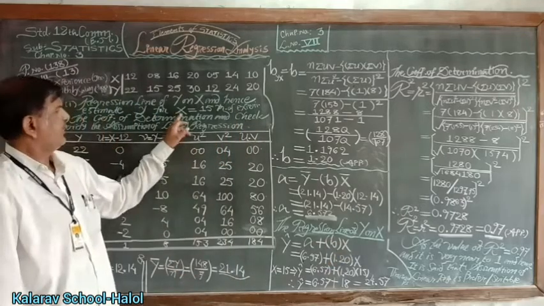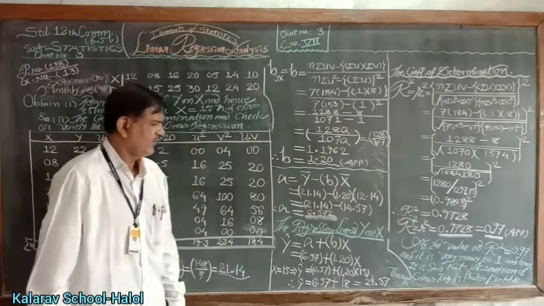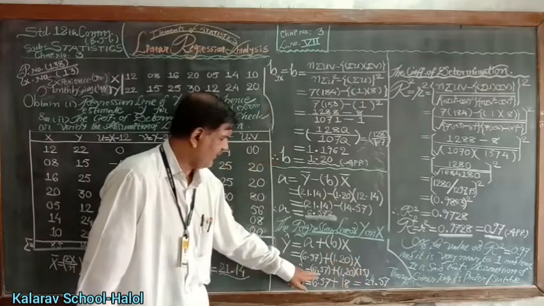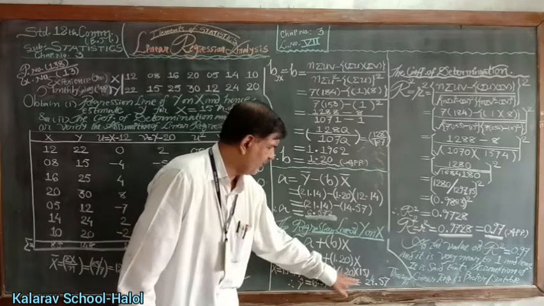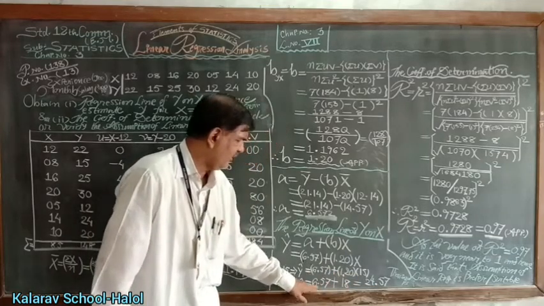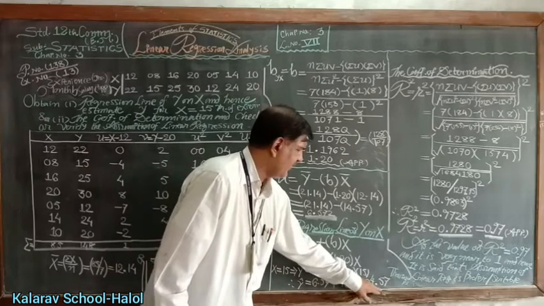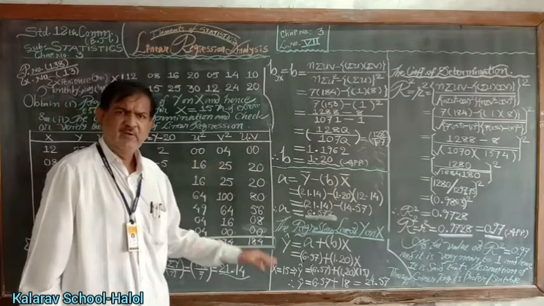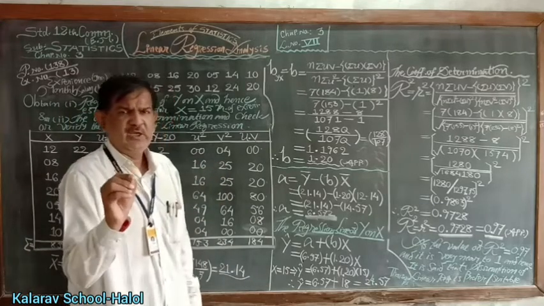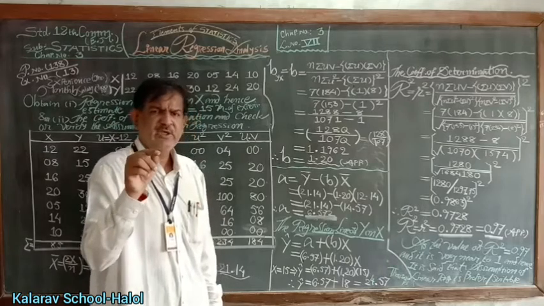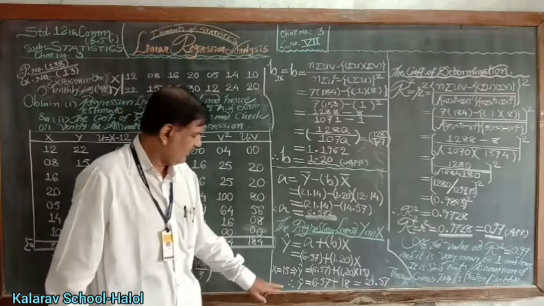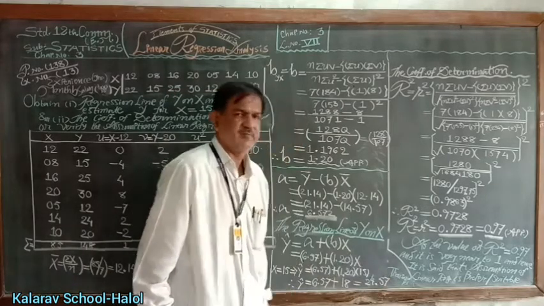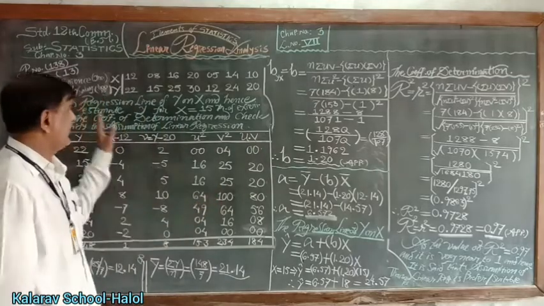As x is given to be 15 years of experience, for x substitute 15 and simplify. 1.20 into 15 is 18, plus 6.57, the answer will be 24.57. But y cap is in thousands of rupees. Therefore, an employee having 15 years of job experience has an estimated monthly salary of 24.57 thousand rupees. This is the first item that was required.